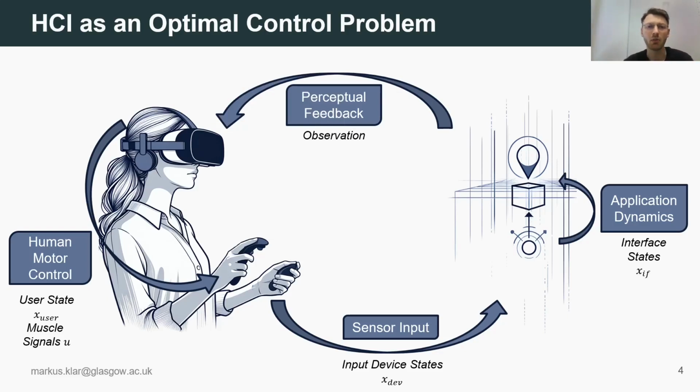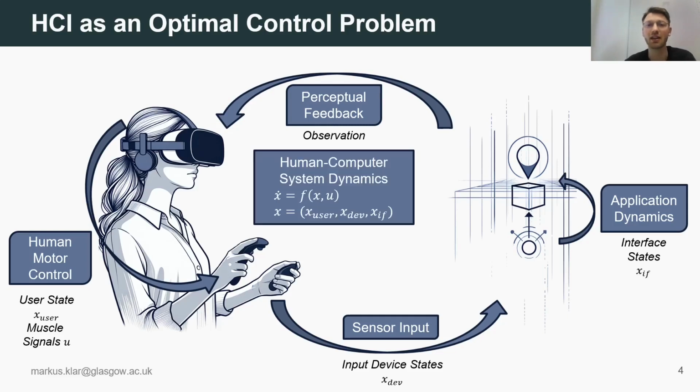Now, we can model this whole loop as a set of differential equations that we call the human-computer system dynamics, that will tell us how the states evolve over time when we apply certain muscle control signals. And the states hereby are a combination of the user states, for example, the joint angles, joint velocities, the input device states, the position of the VR controller, or the interface states, so for example, positions of virtual objects.